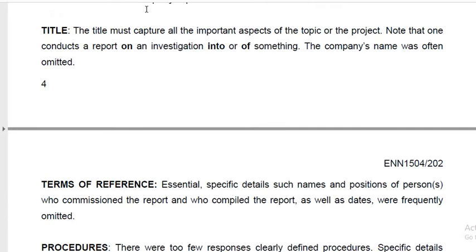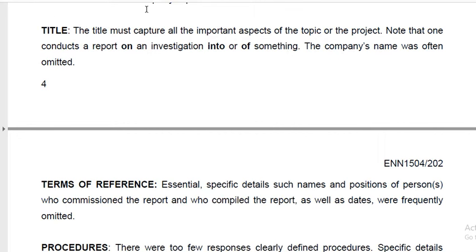Okay, here they are giving feedback on the assignment. They are telling us what was expected from us and what we did wrong, those kinds of things. I am just using this so that we know what was expected from us. All right, it says here, the title.